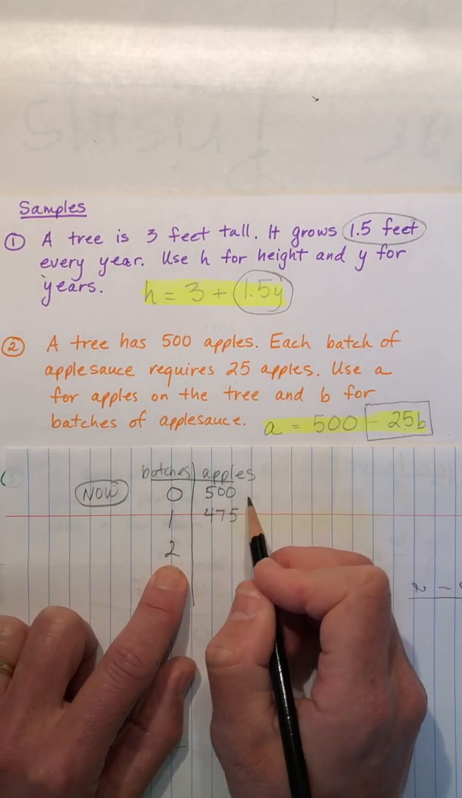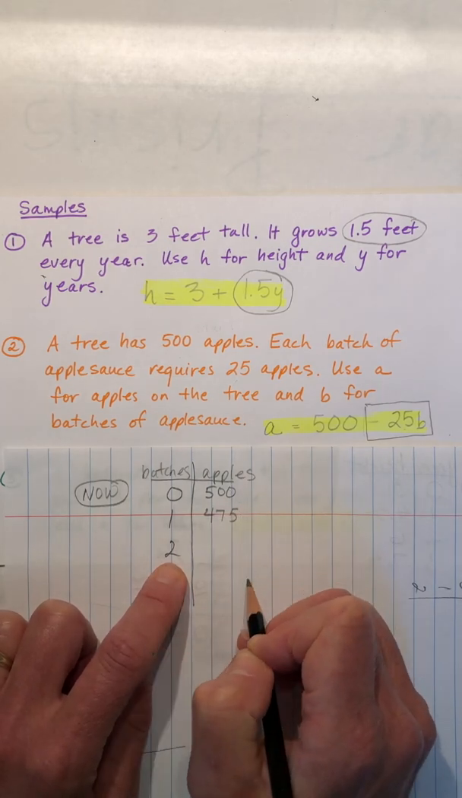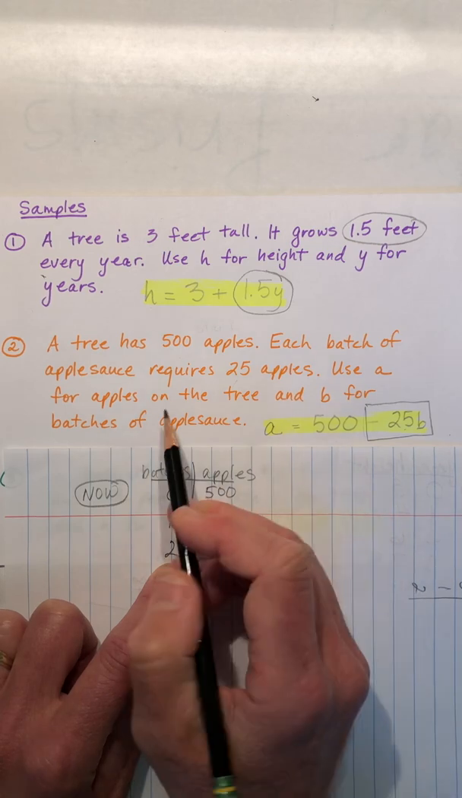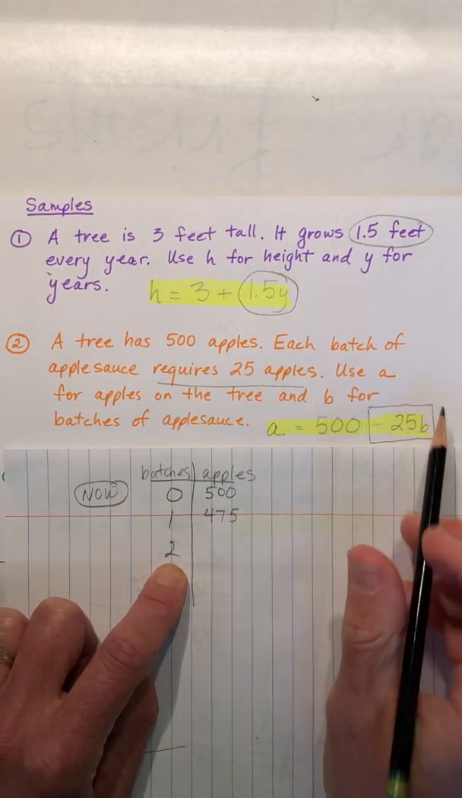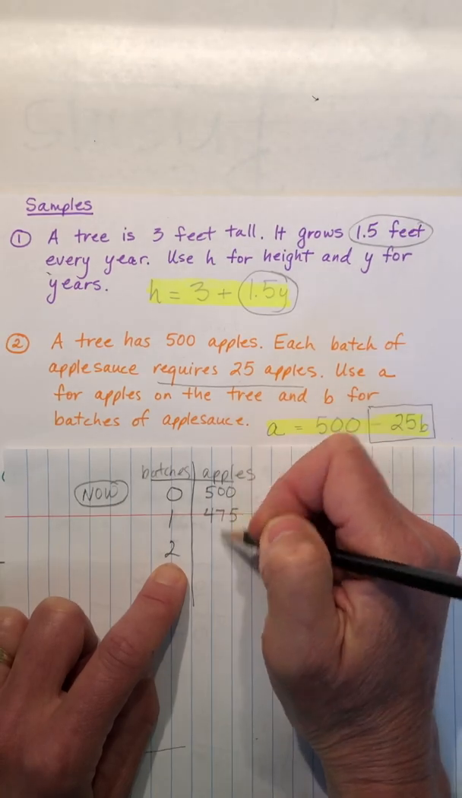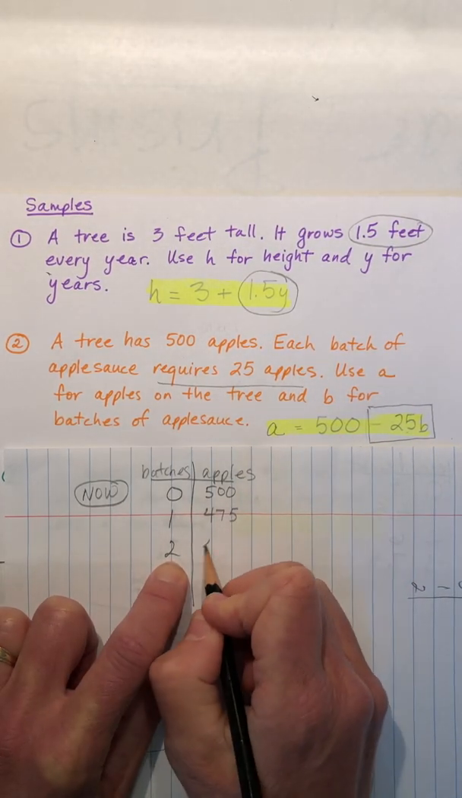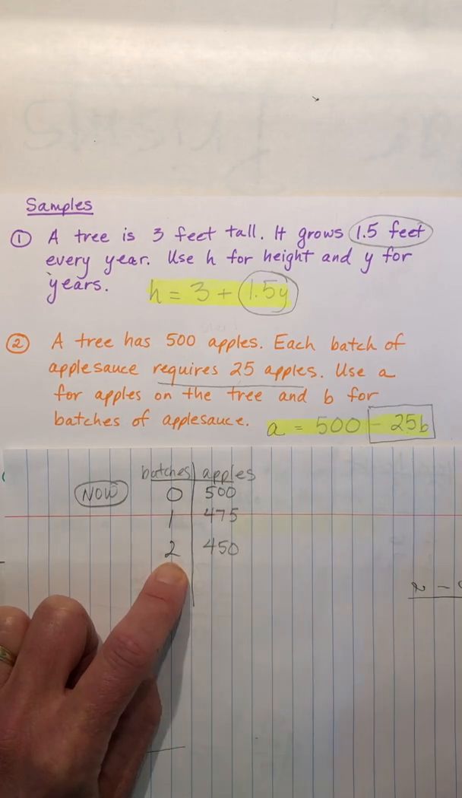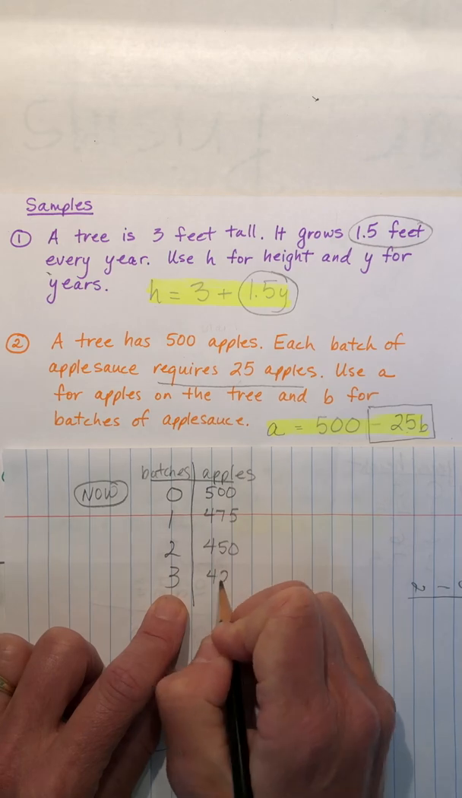Same thing here. The rate of change is minus 25, minus 25, minus 25. We see it here in the problem, we see it here in the equation, and we see it on this column in our table of values. So after 2 batches, there are 450 apples on the tree, and after 3 batches, there are 425.